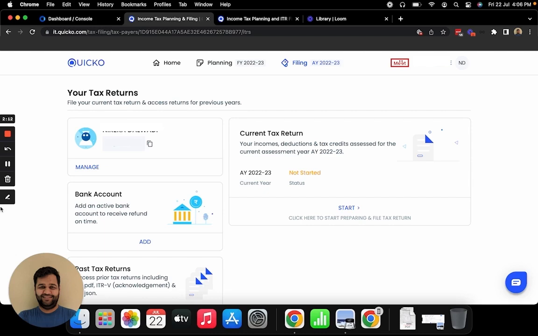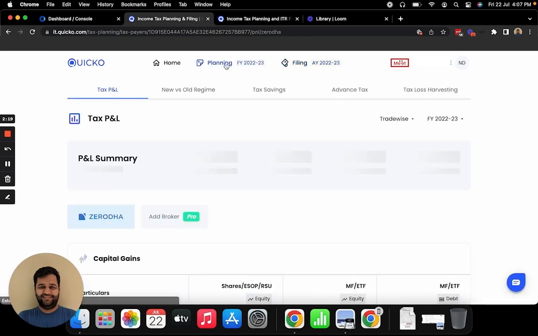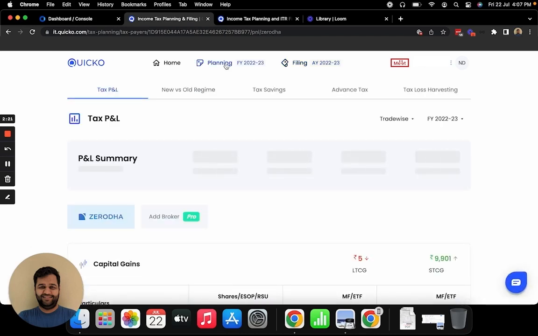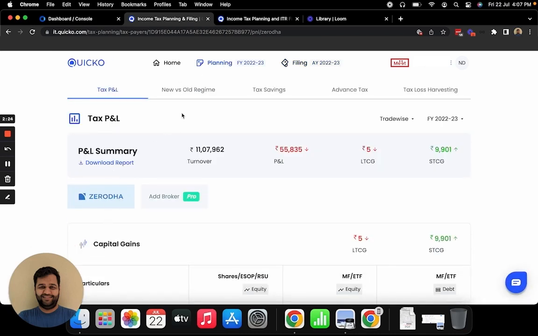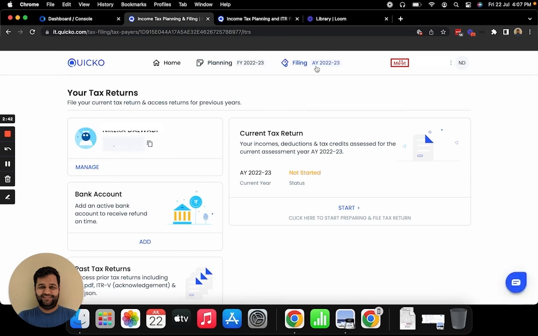There are a few simple parts to Quicko dashboard. Home is where you can see different CTAs. Planning during the financial year, you can visualize your tax P&L, you can download your tax P&L, you can calculate a tax liability under new regime versus old regime. You can invest into tax saving mutual funds using Zerodha coin. You can calculate advance tax on your trading or investing activity, and you can also take advantage of tax loss harvesting. Right now we're going to stay focused on filing because 31st July is the due date.